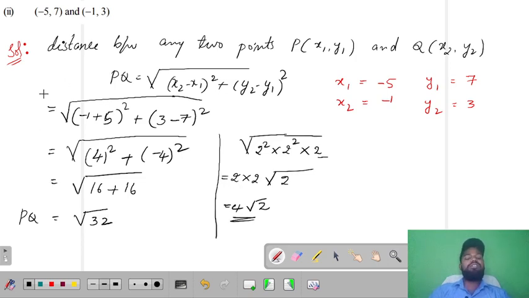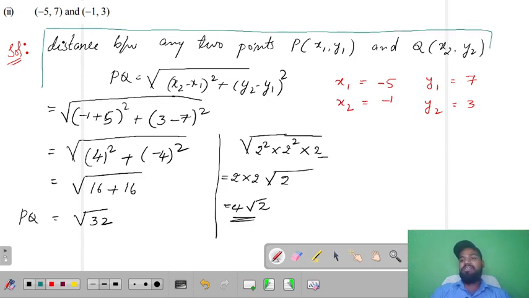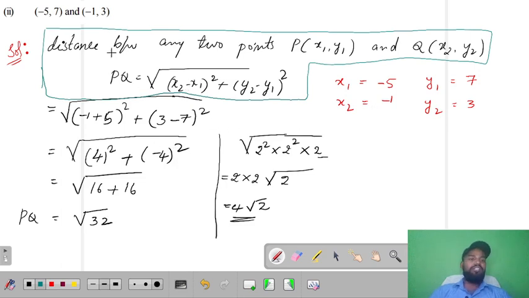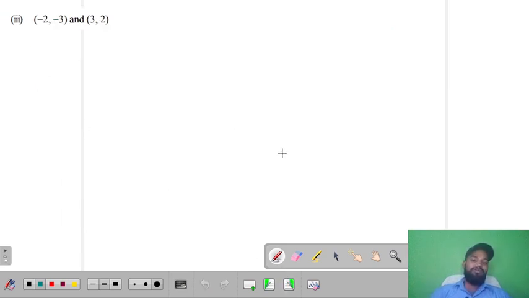So this is your second solution. What we have to remember here is the basic formula for the distance between any 2 points. If you know this formula, just substitute the values in place of the variables, and then you get the answer. So moving to the third solution, this is your third question.